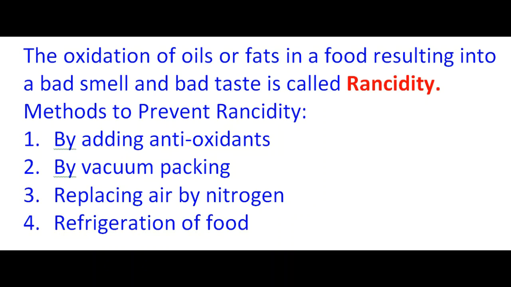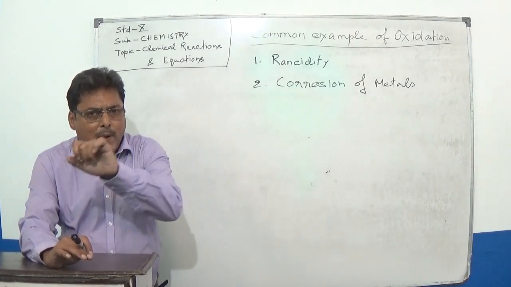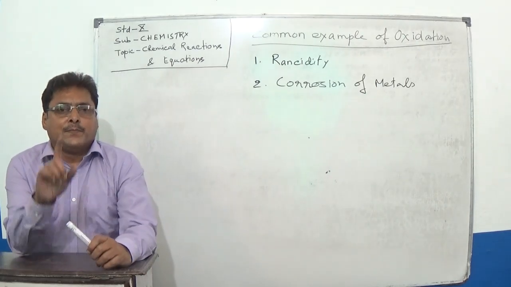And of course, the most common method at home of preventing rancidity is refrigeration of food, keeping it in a cold place. The second part is corrosion of metals.